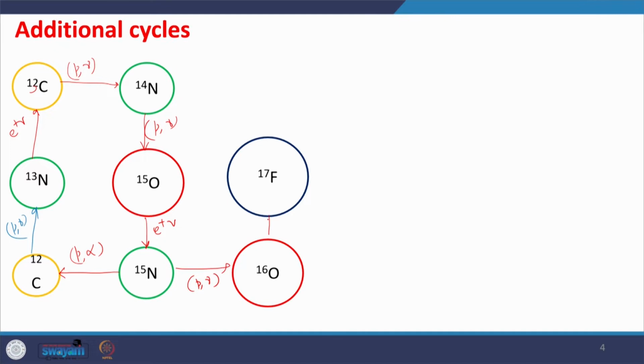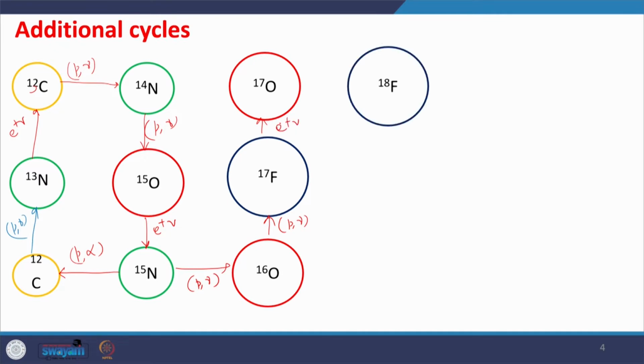And via P gamma it gives fluorine 17, and fluorine 17 by undergoing positron decay gives oxygen 17. Now, this oxygen 17, as I said earlier, undergoes a P alpha reaction, and you can see that nitrogen 14 is again produced. That is what we have seen in the previous slide.